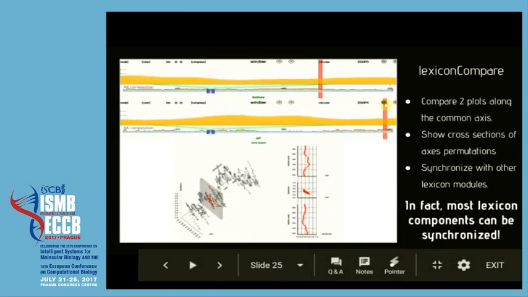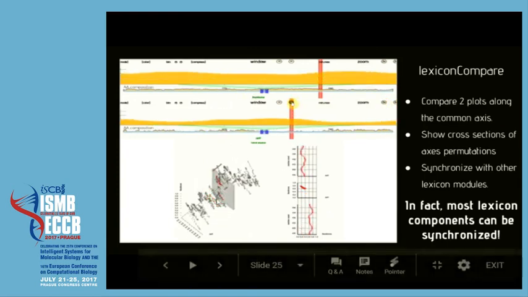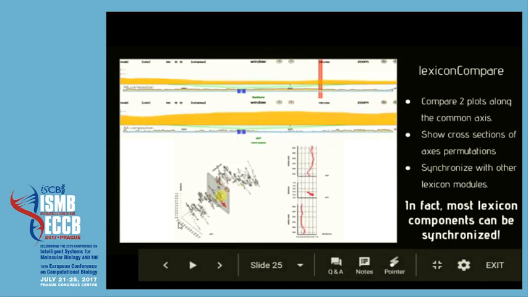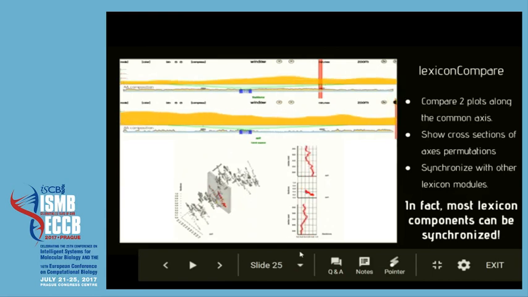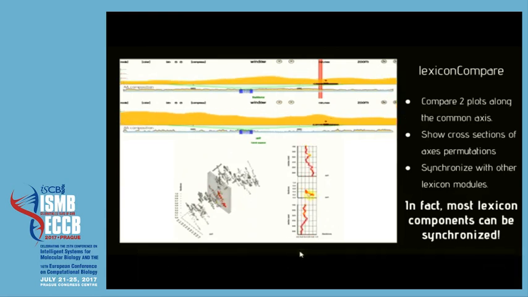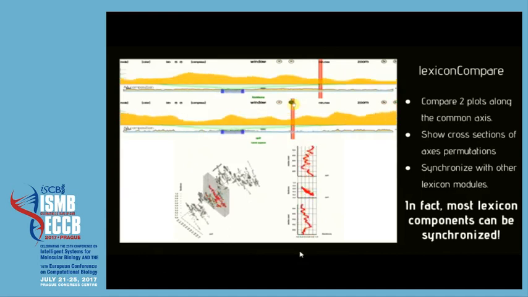So you have the common axis over here, which is the position along the protein, and now you have the y-axis of the first plot, y-axis of the second plot, and you have pairwise cross sections over here. The good thing about it is that these tools can be synchronized with each other. Just by using simple modules, you can really construct complex visualization.